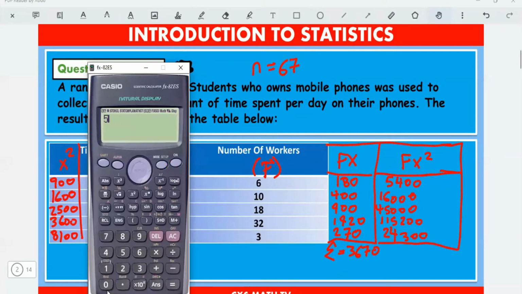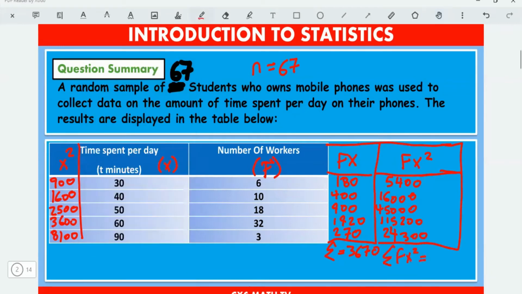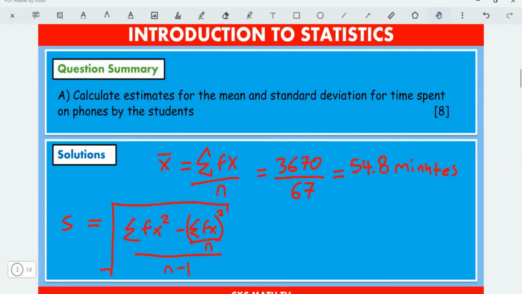We have 5,400 plus 16,000 plus 45,000 plus 115,200 plus 24,300. So we add all of those. Wait, I made a blooper here. We add them, we get the sum of fx squared is, that looks like 200 and something thousand, 205,900. Lovely.